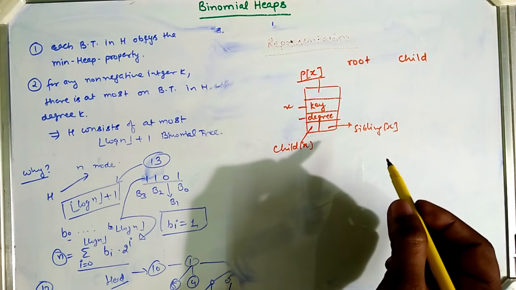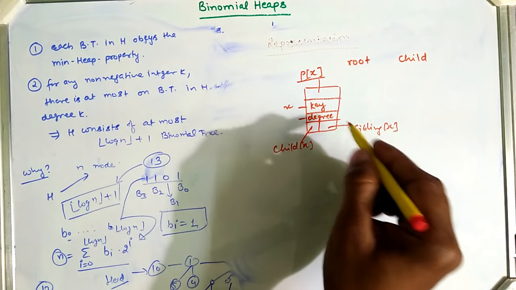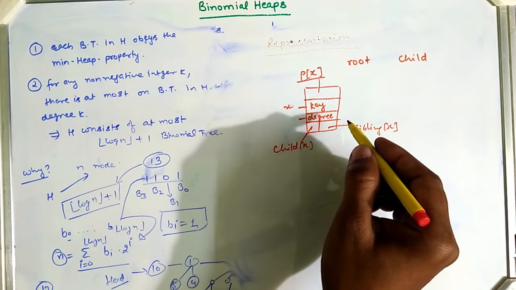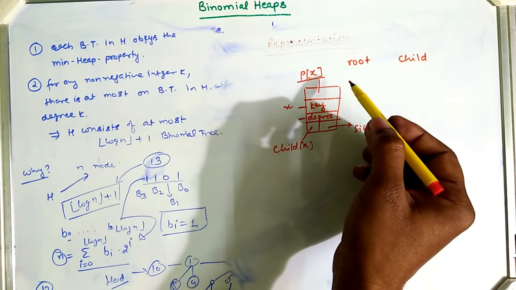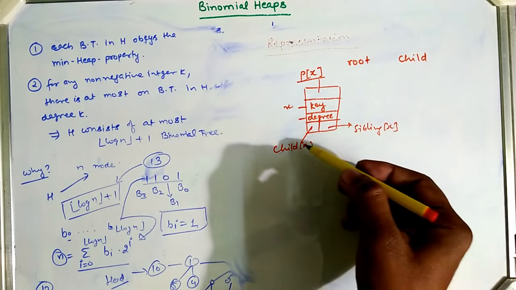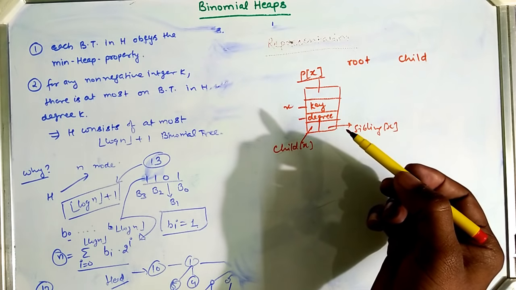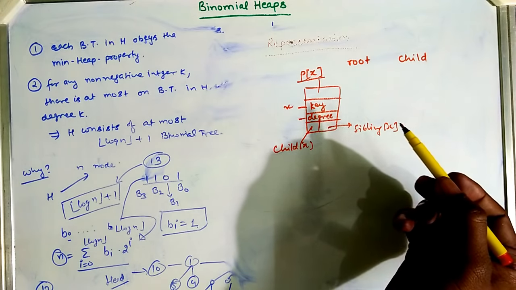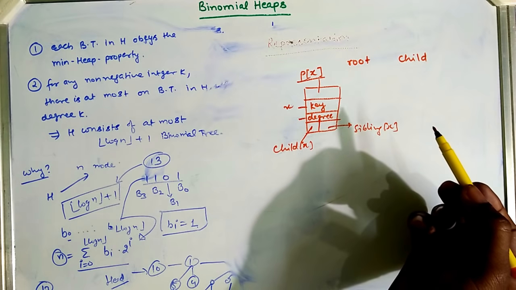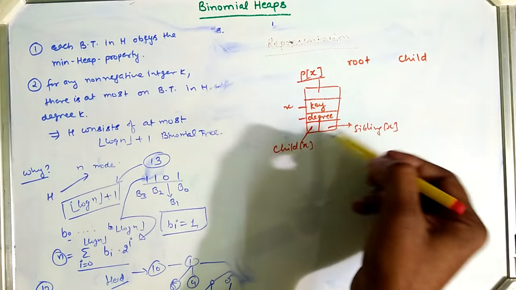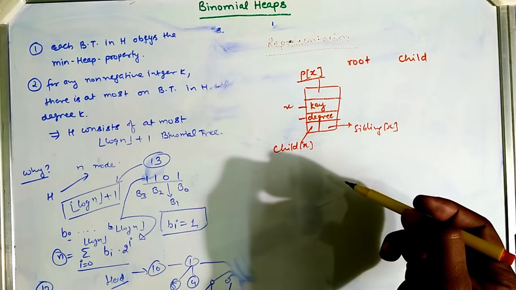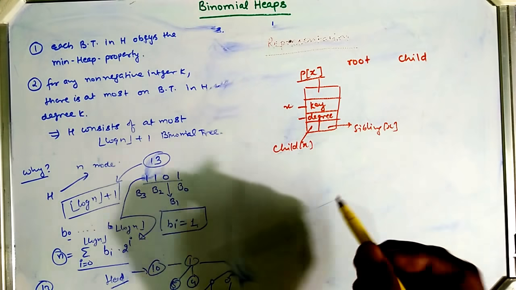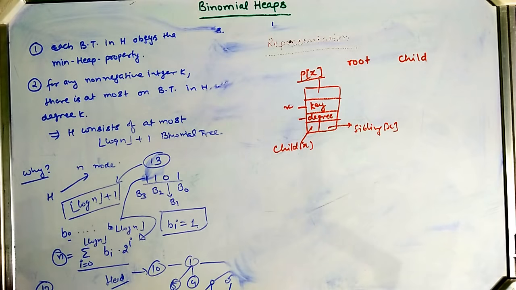So this is the node structure. If you consider this node as a root, then parent of x would be nil. If this is a leaf node, then child of x would be nil. And if it is the rightmost node of the tree, then sibling of x would be nil. Based on the position where this node appears, the pointer values are initialized. So this is all about the representation.